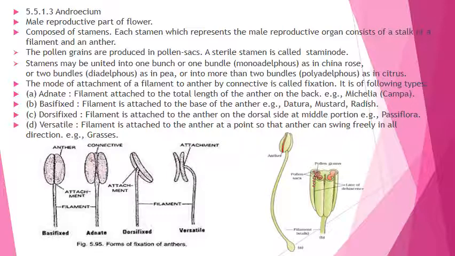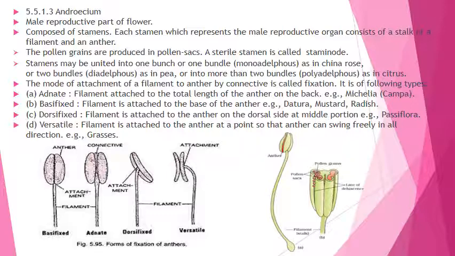It is of the following types. First, adnate: the type of fixation wherein the filament is attached to the total length of the anther on the back. Example, Michelia, Champa. Second one is basifixed. In basifixed, the filament is attached to the base of the anther. Example, we have datura, mustard, and radish.